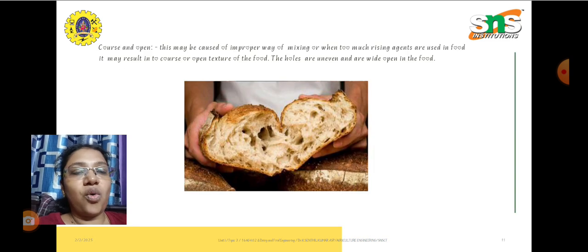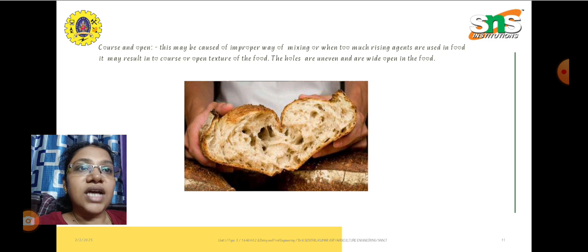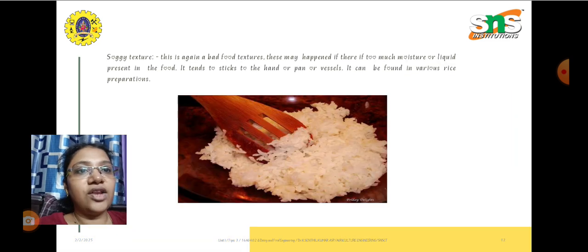Then coarse and open, which is another non-desirable texture. This may be caused by an improper way of mixing, or even too much rising agent, I mean air incorporating agents, being added. If the proportion goes wrong, it gives a coarse or open texture. We can find it out if the holes are uneven and wide open in the food. The holes should be evenly incorporated.